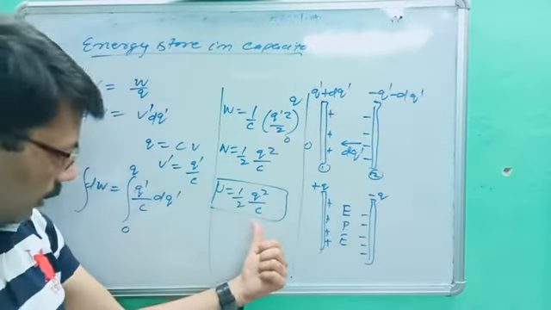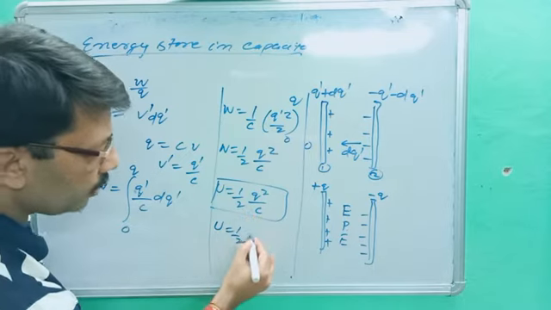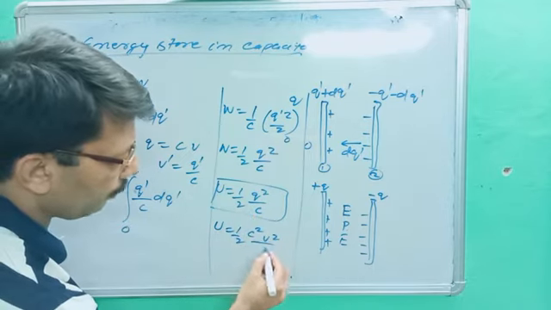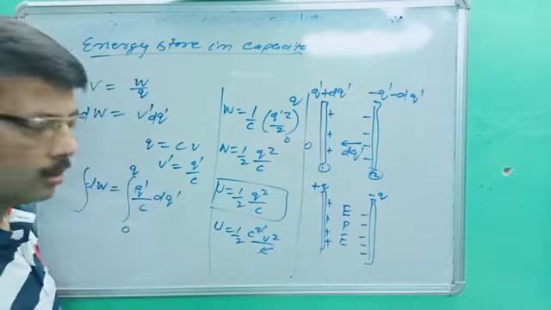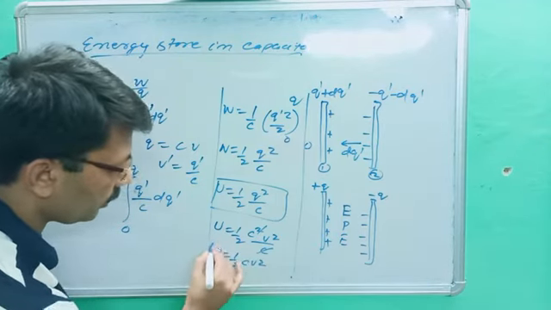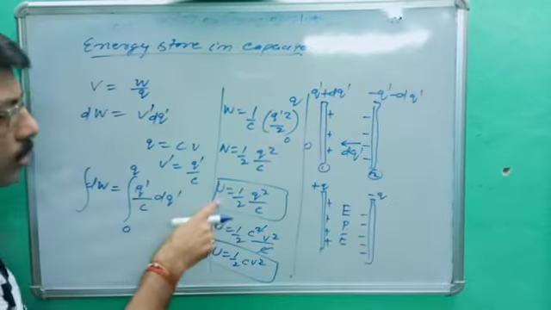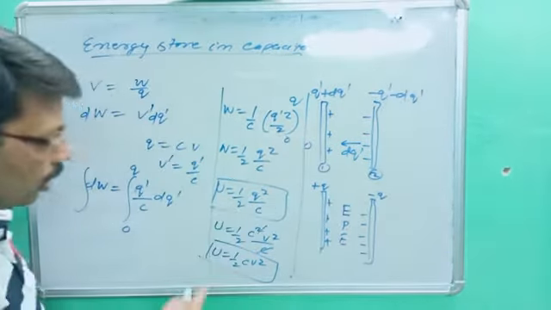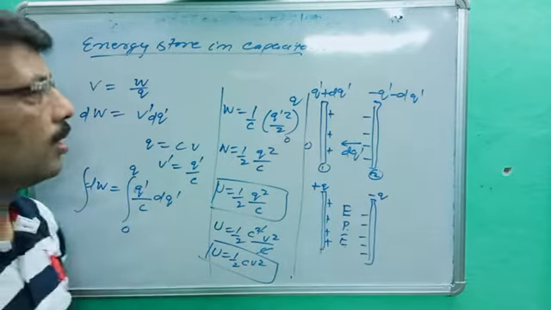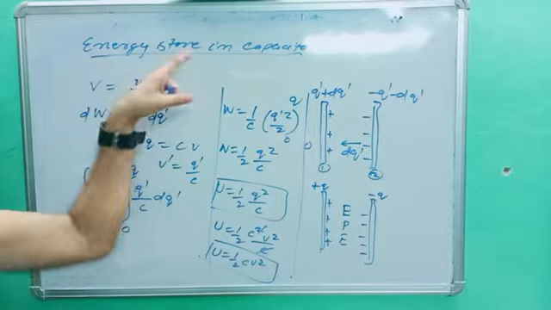Or in another form you can write U is equal to 1 upon 2 q, where q is equal to CV, so C square V square upon C. C cancels and the answer is 1 upon 2 CV square. This is another formula for you. Are you getting the point? Very easy point. U is equal to 1 upon 2 q square upon C, or U is equal to 1 upon 2 CV square. These are the electrical potential energy stored in a capacitor.